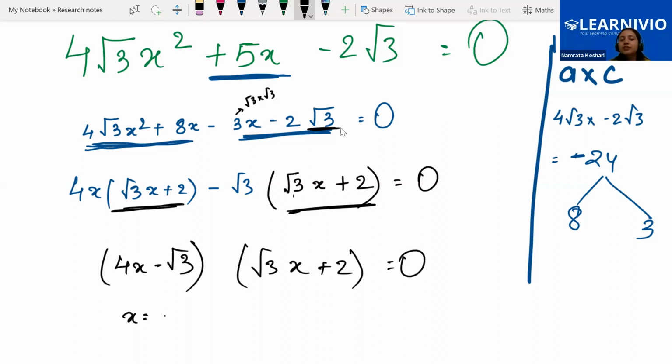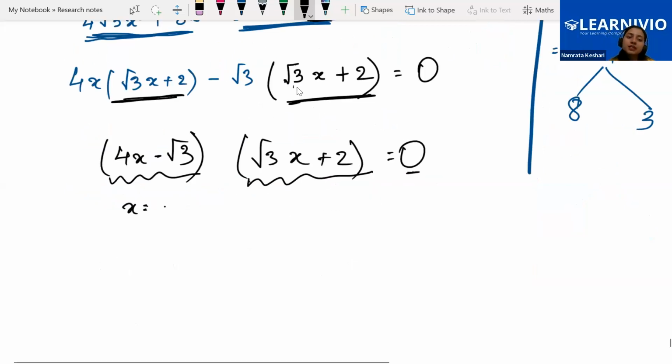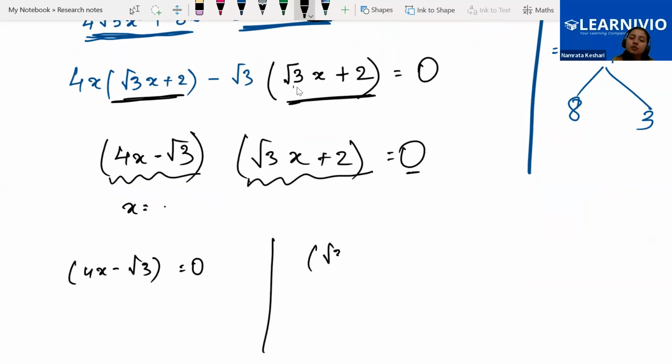See, when we are done with the factorization, we will take the first bracket equal to 0 or the next bracket equal to 0. These are the two possible cases. So we will take 4x minus root 3 is equal to 0, or we will take root 3x plus 2 is equal to 0. Now, can you tell me, Abdul, what is the x value?